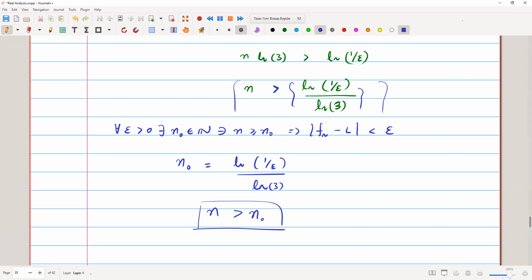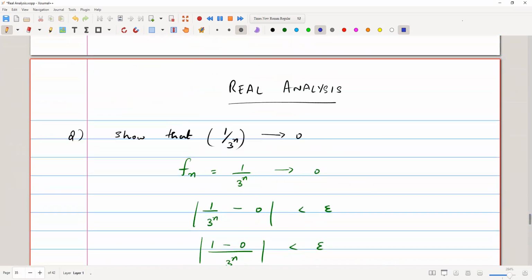So this satisfies the definition of convergence, right? So the sequence 1 over 3 to the power n is convergent, and it converges to 0 as well, because in the question they ask to show that it converges to 0. Therefore, we use the definition of convergence, that fn minus l is less than epsilon, and they have given the limit as 0.